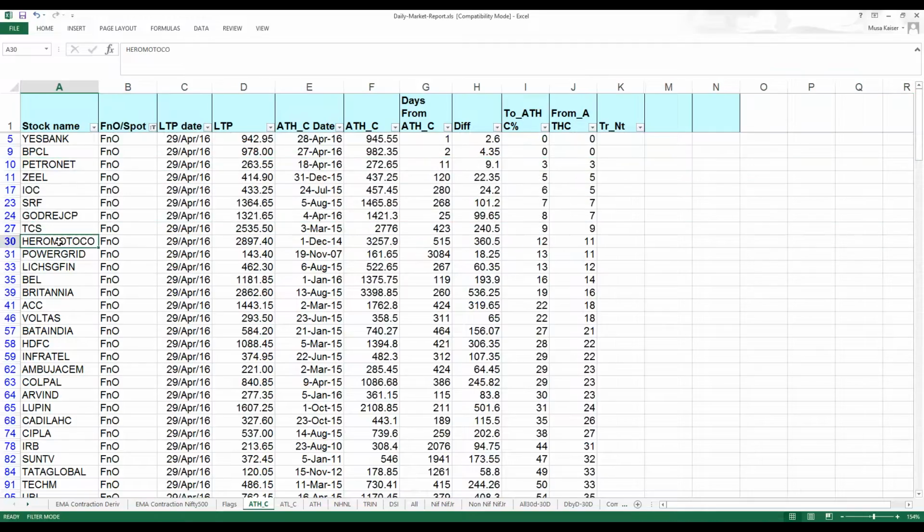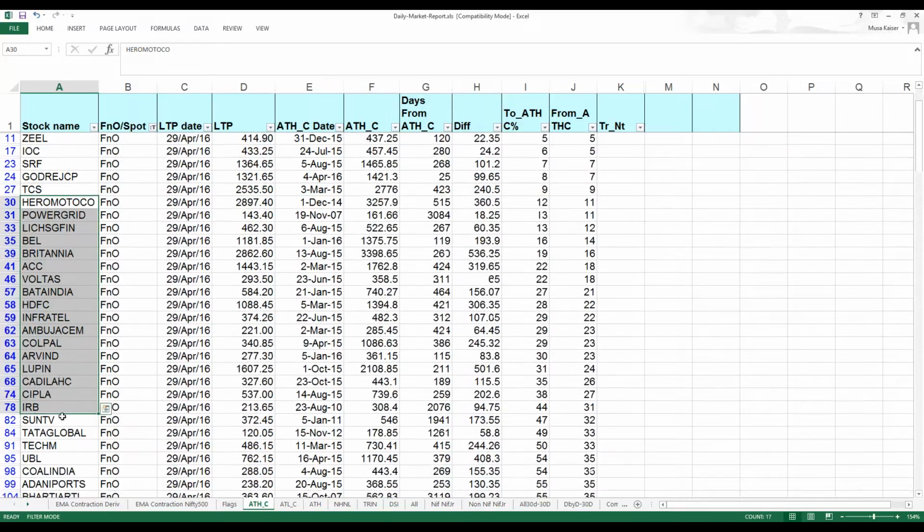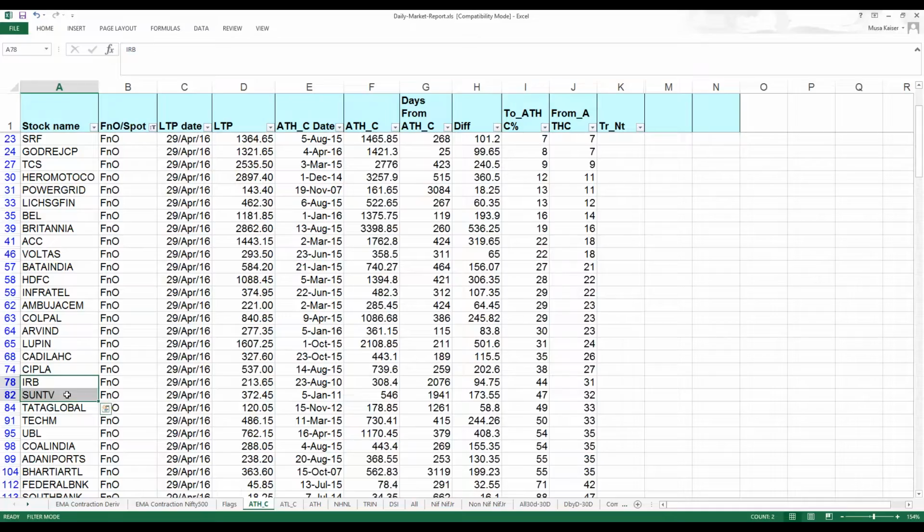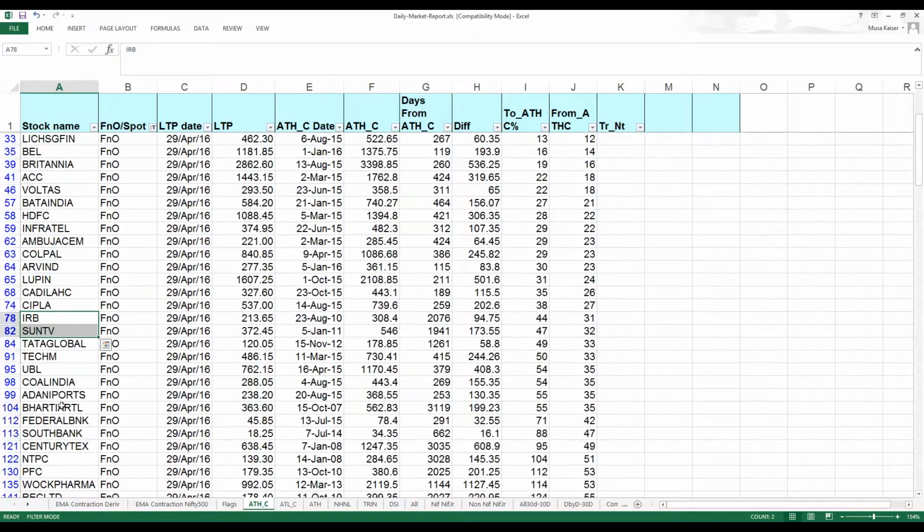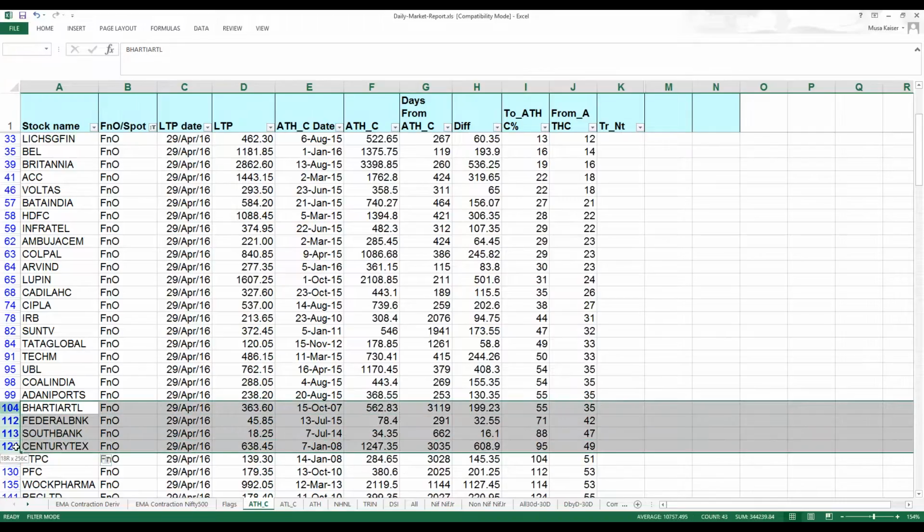Just to quickly review the rest, Hero Motors, LIC, Power Grid, Britannia, ACC, Infratel, Ambuja Cement, so cement stocks, Colgate, Arvind, Lupin, Cadila, Cipla. No, these are all quite some time away. And then IRB, Sun TV, or both IRB and Sun TV did well today, and we'll just stop here. And then we've got some, Bharti, Federal, South India, and a set of banks there. Right, so these are all FNO stocks. We're talking about 50% away from their all-time highs, so let's forget about this.